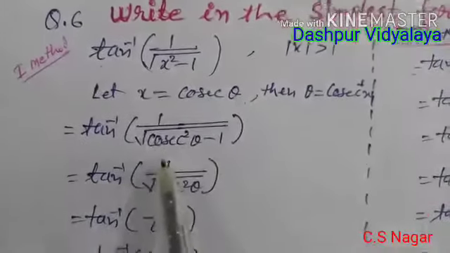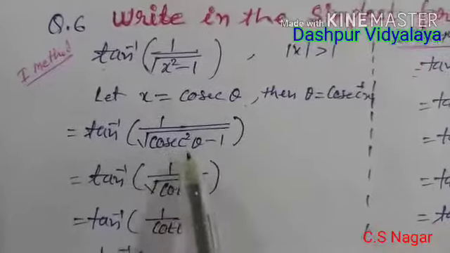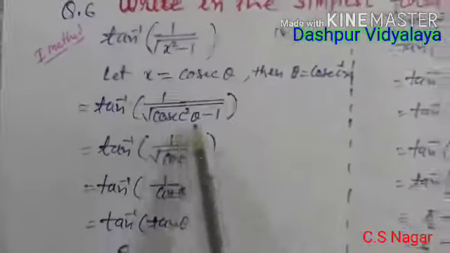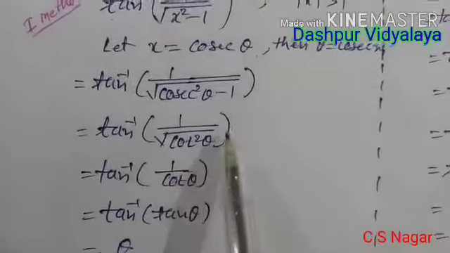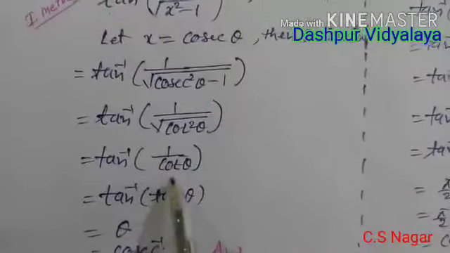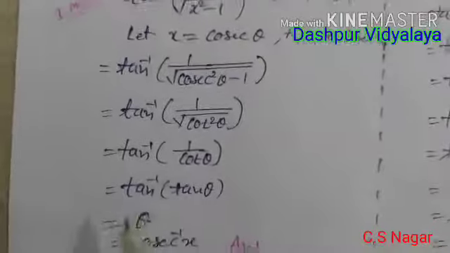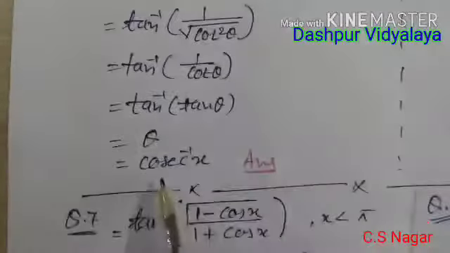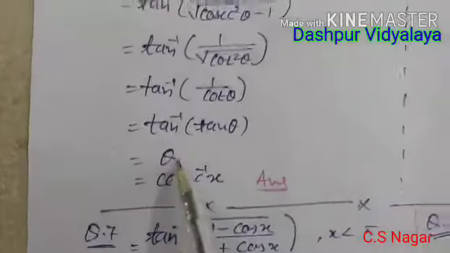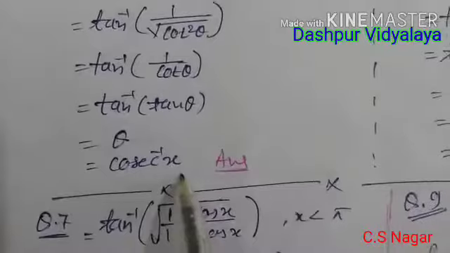In place of x, write cosec theta. So it will be cosec square theta minus 1, and cosec square theta minus 1 is cot square theta. Under root cot square theta, it means only cot theta, and 1 upon cot is tan. Here tan inverse and tan both cancel out, only theta remaining. So this is the simplest form, theta, which is cosec inverse x. So this is the simplest form.